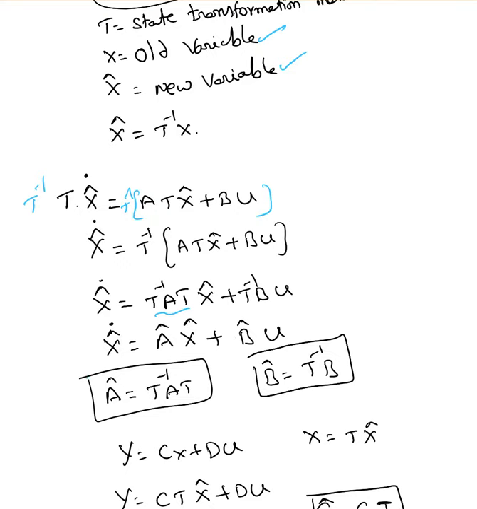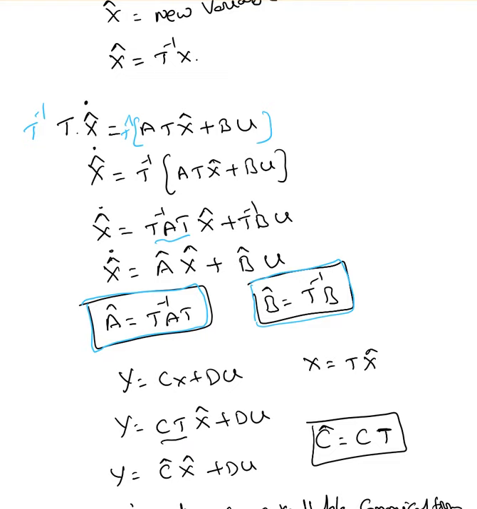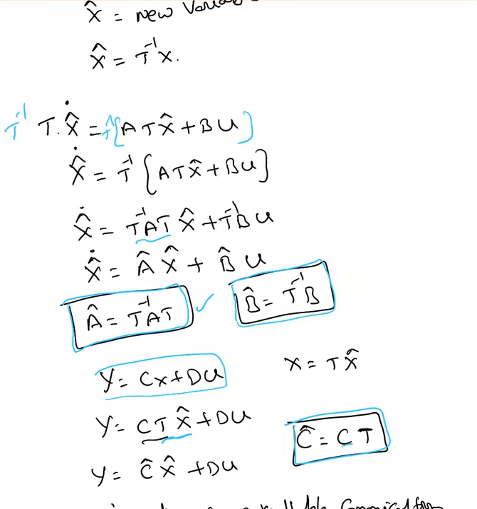Now you can see clearly A hat equals T inverse times A times T, and B hat equals T inverse times B. Now if I substitute the same thing in y equals Cx plus Du, with x equals T times x hat, then C hat equals CT. We need to remember that if you know the old A, B, C matrices as well as the T transformation matrix, we can find the new A, B, C matrices.